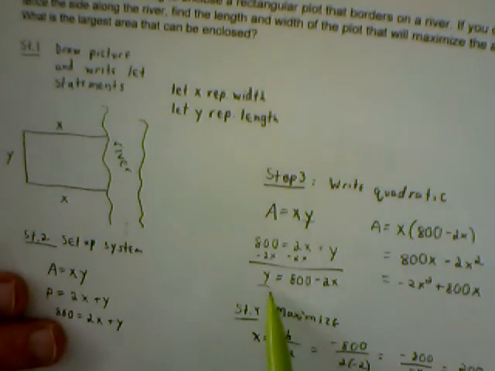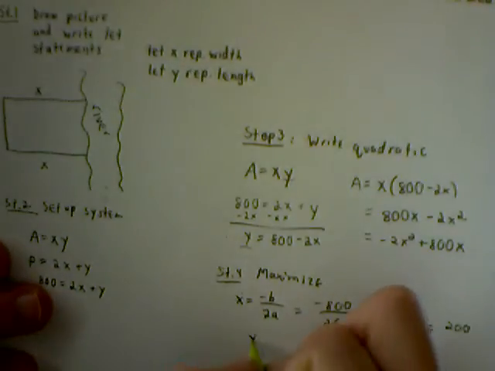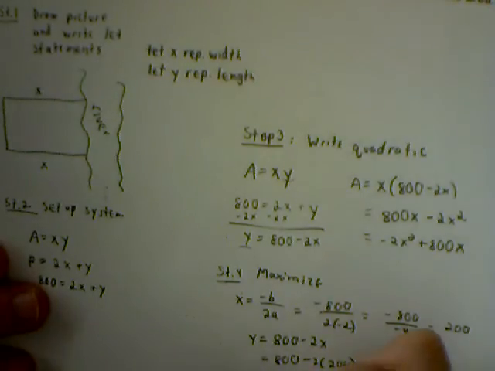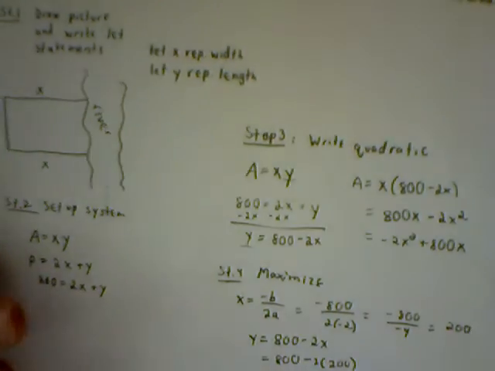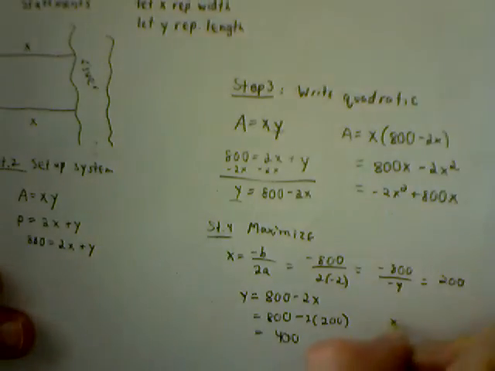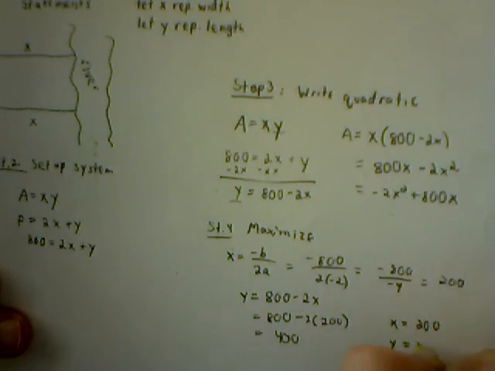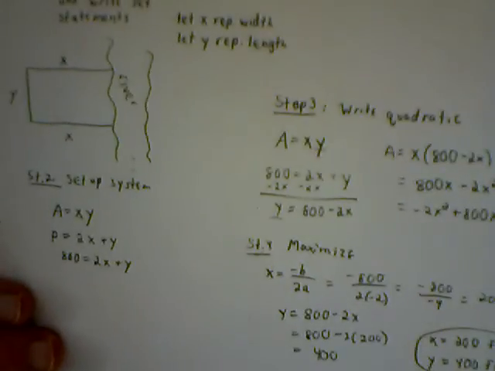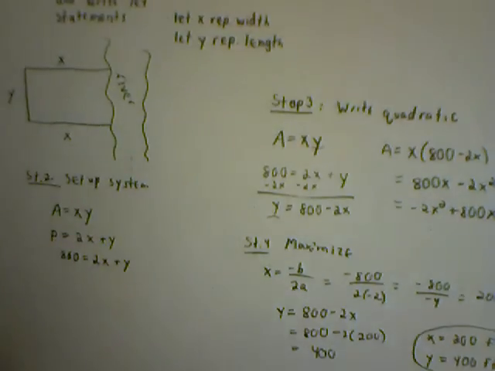We still got to solve for y. We'll just use this equation right here. y equals 800 minus 2x. So 800 minus 2 times 200, or 400, because 2 times 200 is 400, 800 minus 400 is 400. So my 2 dimensions are x is 200, y is 400 feet. Those are the dimensions that maximize our area when we have a side that borders the river.